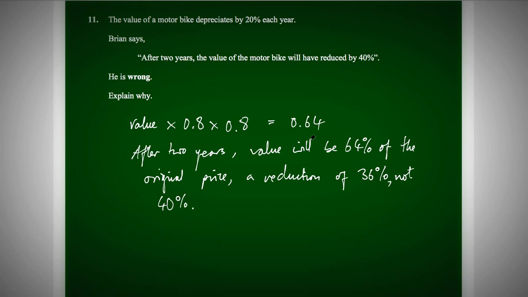I could explain that in more words, in more detail, but actually having done the mathematical way here, which will be necessary to show some mathematical evidence that this is not 40%, I think this really covers all of the necessary explanation that goes with why he's wrong.